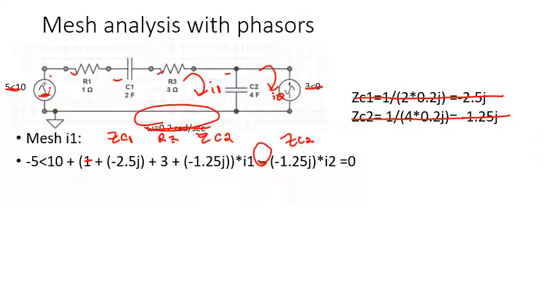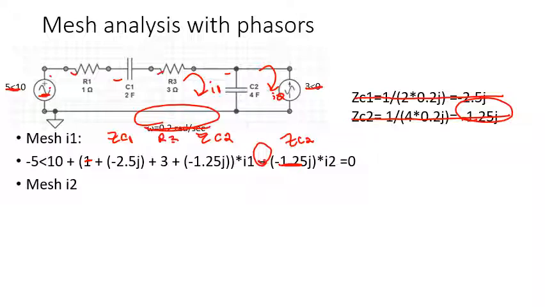I do recommend writing this out carefully like this because the signs can get confusing. Notice here I have a minus negative 1.25j. That's because the impedance itself was negative. So I have to be really careful with those signs. It's going to end up as a plus, but for right now I'm writing that as minus.